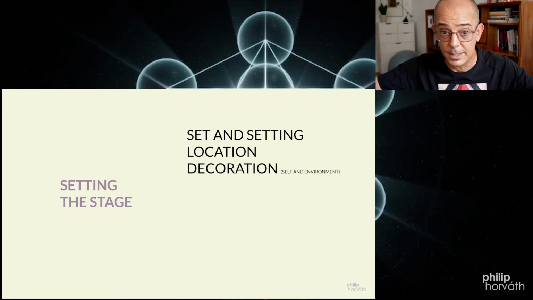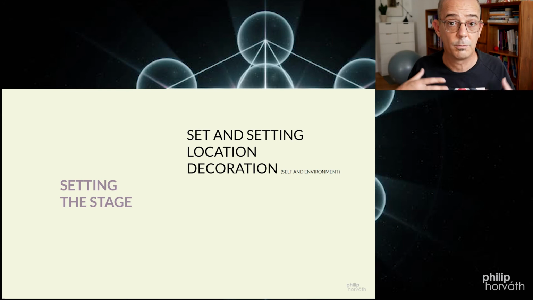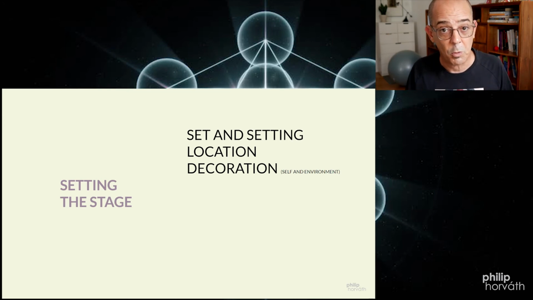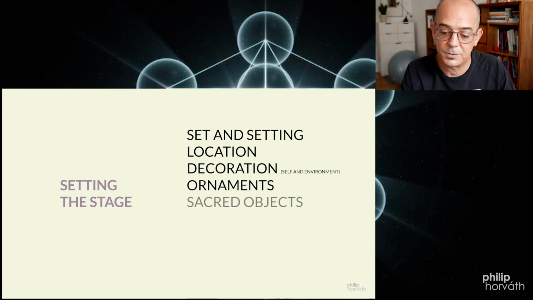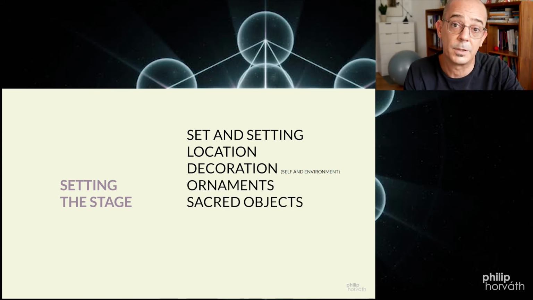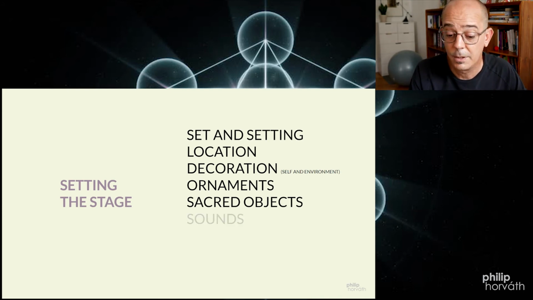Decoration of the place around you, but also of yourself through maybe robes or special ceremonial robes that you might want to wear, special ceremonial garb, right? And then there's ornaments, special things or sacred objects that mean things to you, that give you power and support your magic, right?